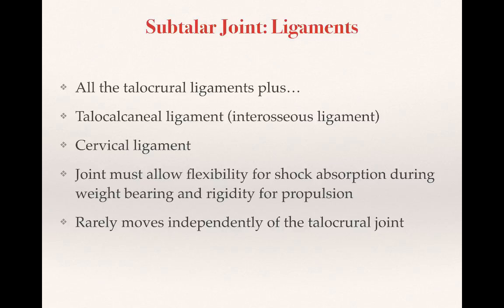The subtalar joint is stabilized by all the ligaments of the ankle joint, so all the ligaments of the talocrural joint. But the most supportive ligaments for this joint are the talocalcaneal ligament, sometimes referred to as the interosseous ligament, and the cervical ligament. These two are the most responsible for holding the talus and the calcaneus together. This joint must allow flexibility for shock absorption during weight bearing and rigidity for propulsion. It rarely moves independently of the talocrural joint.